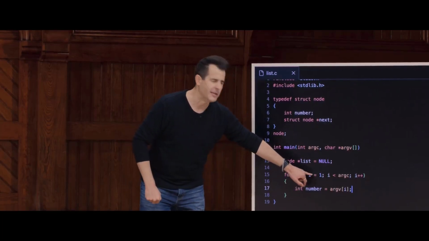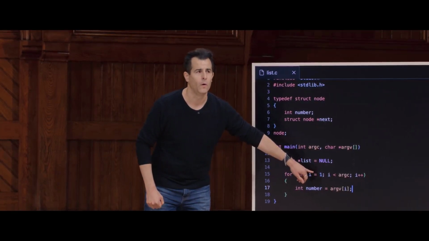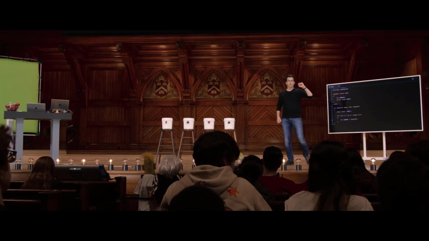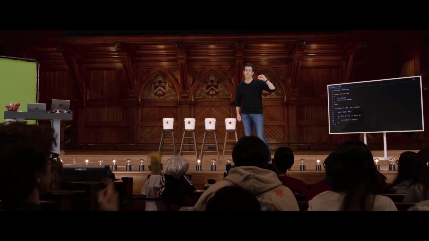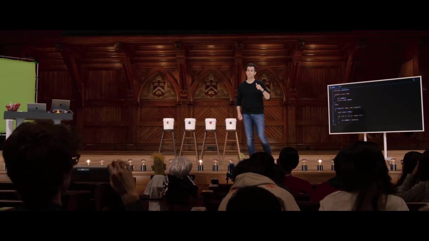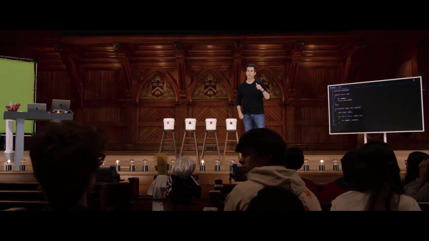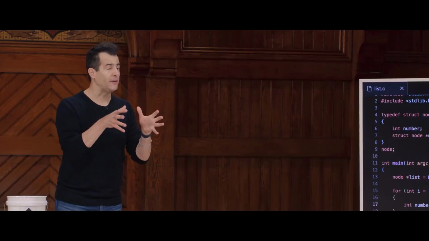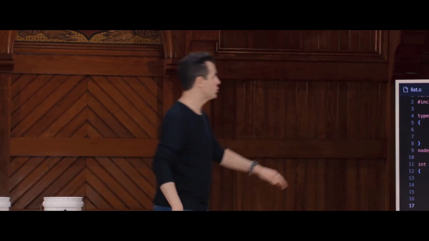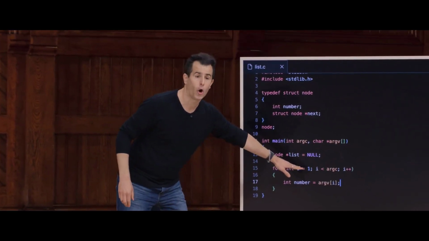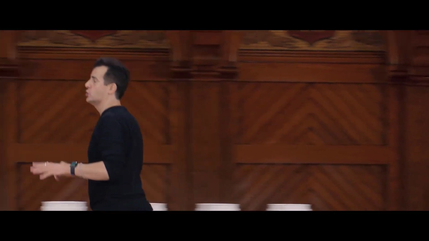Why am I starting at 1 instead of 0, though, given my goal? Why am I starting at 1? Yeah, so the first value in argv is actually the name of the program. That's obviously not a number, so I want the second value. So I'm going to start iterating over those command line arguments at i equals 1. So that's all. I just want to get the actual numbers at the prompt.